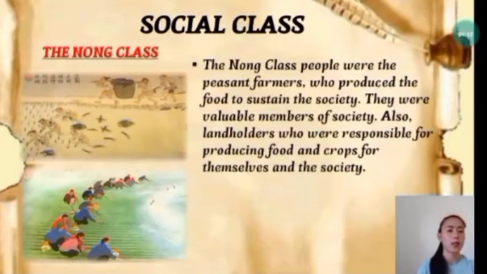The Nong class. The Nong class were the peasant farmers who produced the food to sustain the society. They were valuable members of society. Also, landholders who were responsible for producing food and crops for themselves and the society.